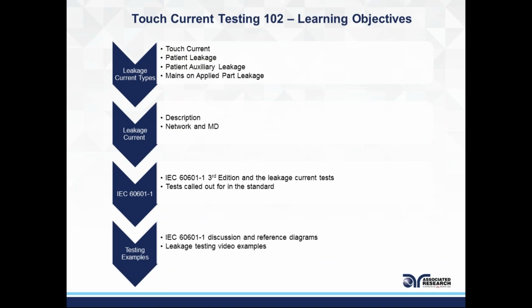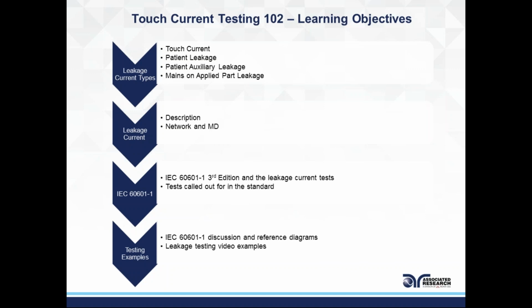And then we'll be talking about mains and applied part leakage. This is another scenario, a worst-case condition that may happen, where someone comes in contact with a line voltage while they're connected to medical equipment, and what kind of leakage current will flow to that person if the line voltage was coming in direct contact with the applied part.